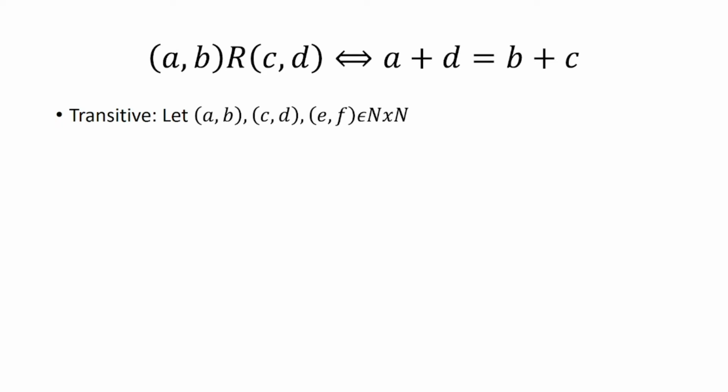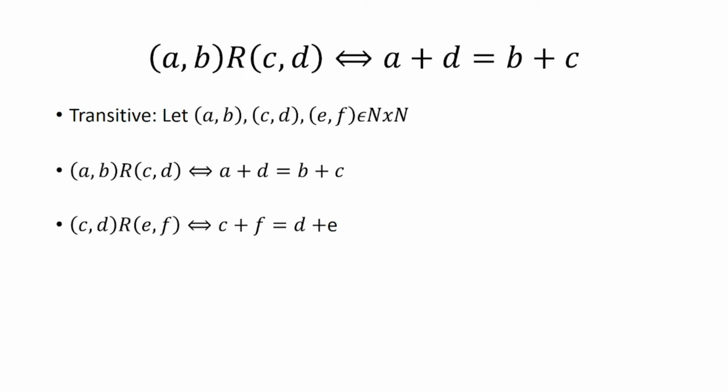Now let's look at transitive. We'll let A, B, C, D, E, F be natural numbers. And let's first consider (A, B) R (C, D). That is equal to A plus D is equal to B plus C. And now (C, D) R (E, F) is C plus F equals D plus E. Now let's add these two together. So we have A plus D and then plus C plus F is equal to B plus C and then plus D plus E.